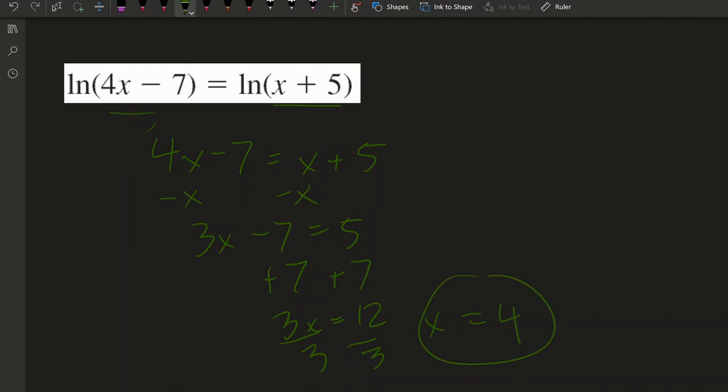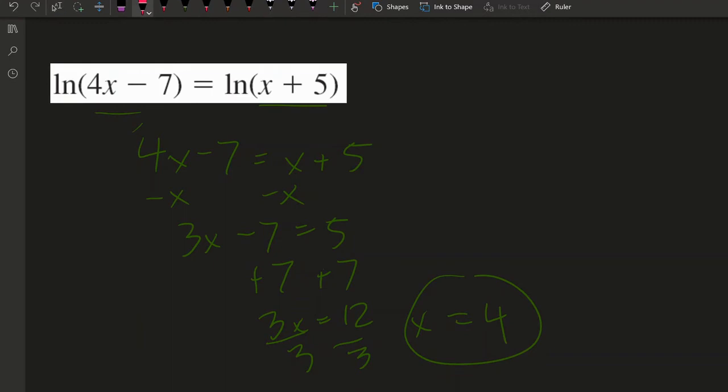Now, one thing that we do want to double check, though, is that anytime we're dealing with equations with logs in them, there is a possibility for an extraneous solution. If you remember that from Algebra 1, an extraneous solution means we did everything right, but the answer is still not possible. That might happen sometimes in log equations.